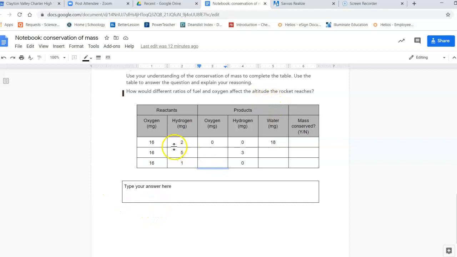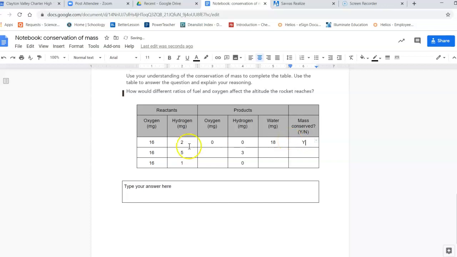I'm going to give you a hint. If you notice, 16 plus 2 equals 18. So the mass in here, all of it became water. So yes, mass was conserved. You're going to do the same thing for the other ones. It's pretty much just putting them together and seeing whether mass was conserved or not.